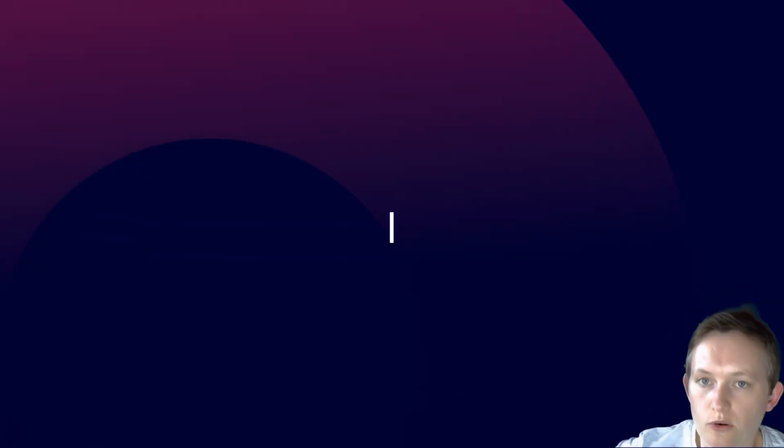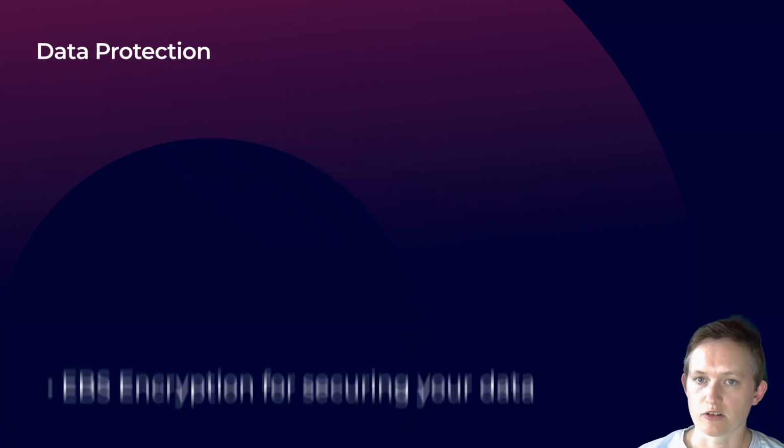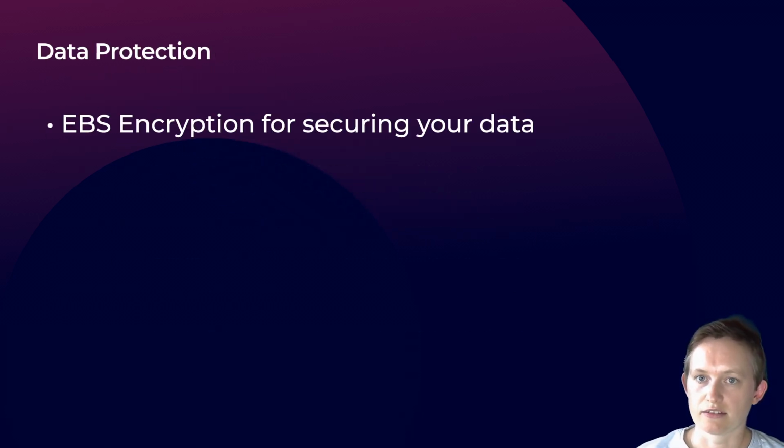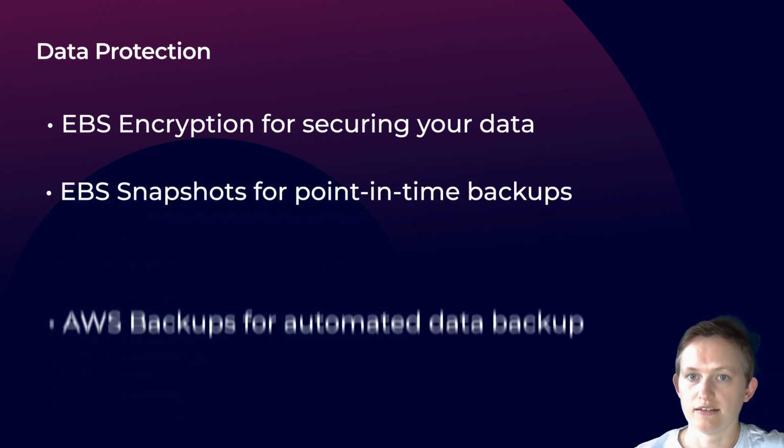So in this episode, we're going to be talking about data protection. For protecting data stored on EBS volumes, we're going to discuss 3 key components: your EBS encryption for securing your data, EBS snapshots for point-in-time backups, and then AWS Backup for automated data backup.